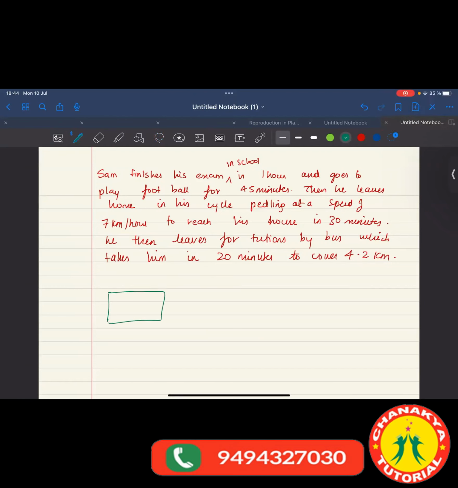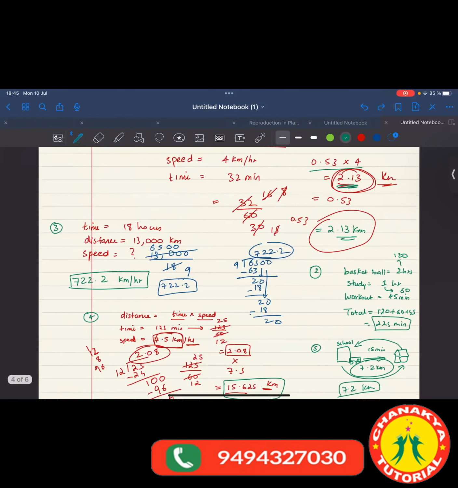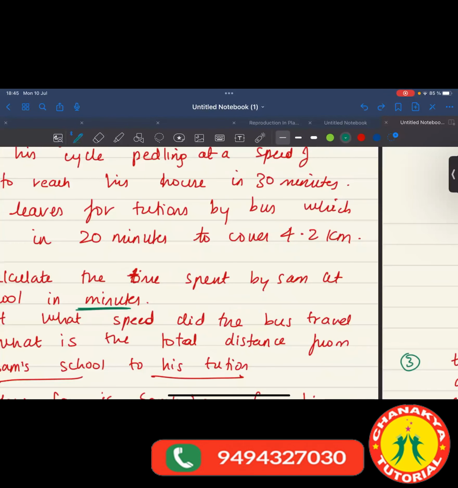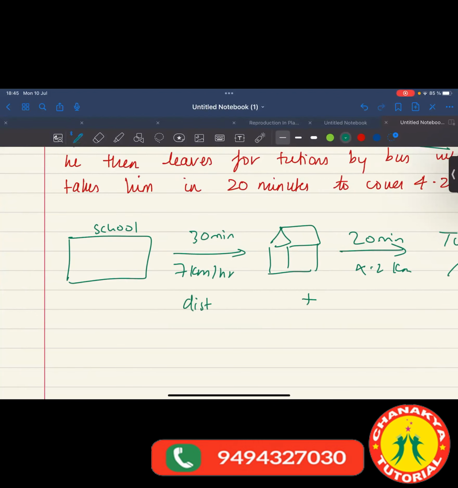So, work it out. We know from school, Sam is going to reach his house. Right? He's using a cycle, pedaling at a speed of 7 kilometers per hour to reach his house in 30 minutes. And from the house, he's reaching his tuition in 20 minutes. But we already found the distance over here, which is 4.2 kilometers. It is already given in the question. So we need to find the distance over here, so we can add it with 4.2.